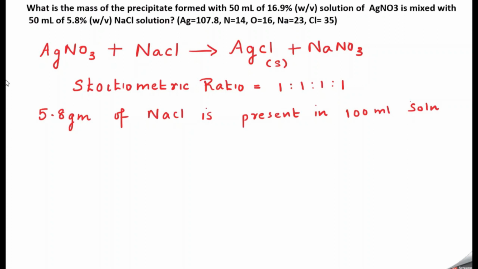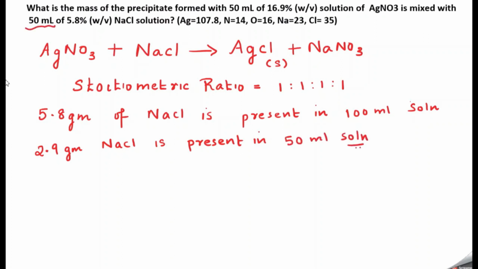You know how to convert 100 ml to 50 ml: divide by 2. If you divide by 2 here, how much will it come? I can say 2.9. So I can write 2.9 gram NaCl is present in 50 ml solution. Why are you finding it in 50 ml solution? Because you have taken a solution that is only 50 ml.